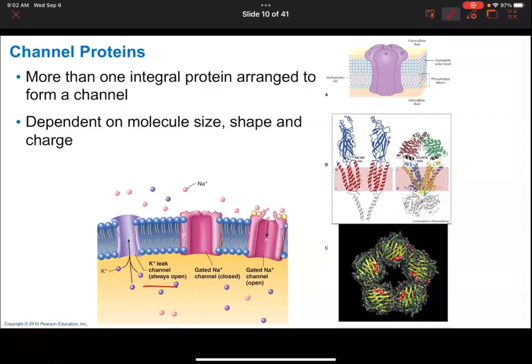This one is called a leak channel. It's always open, and it's allowing these ions to just freely flow through the membrane and in and out. So a leak channel is always open. Another type of channel protein is going to be the gated kind. This gated channel essentially remains closed until a ligand binds. Again, we're still referring to the acetylcholine example on the previous slide.